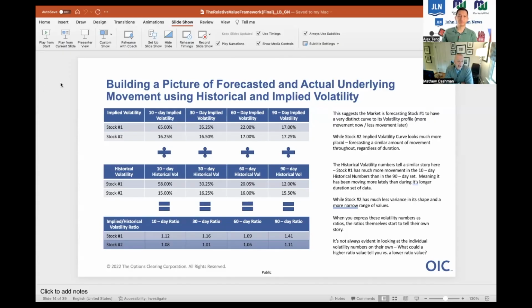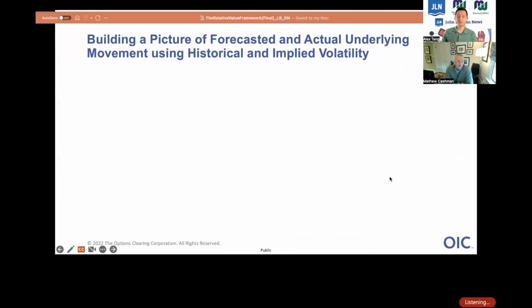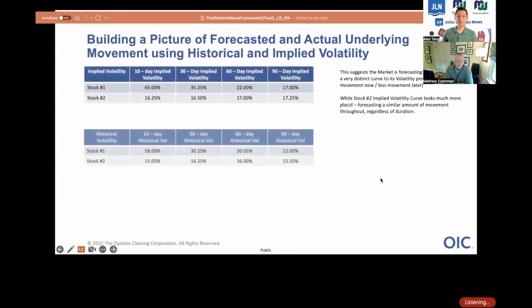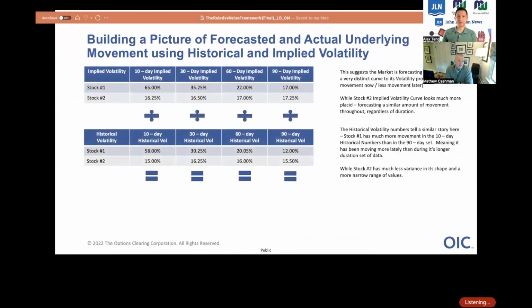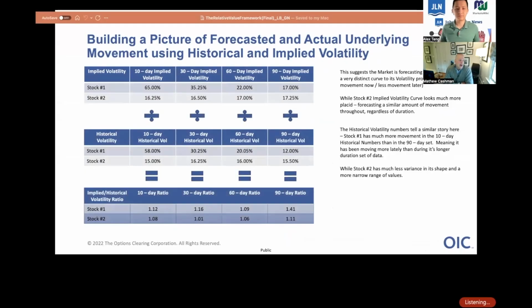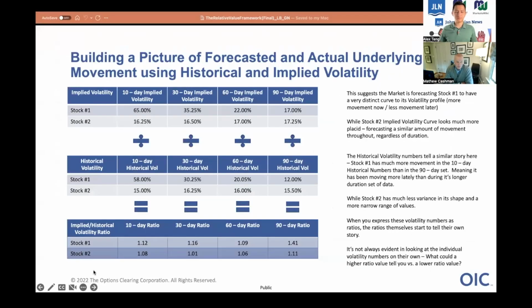If you look at the first set of cells right there, implied volatility for stock 1 and stock 2, right? You're talking about a 10-day implied volatility, a 30-day implied volatility, 60-day implied volatility, and a 90-day implied volatility. Those will correspond to what I would call a 10-day option, a 30-day option, a 60-day option, and a 90-day option, right? That's really what we're talking about. The implied vols of those durations of options as you go out in time.